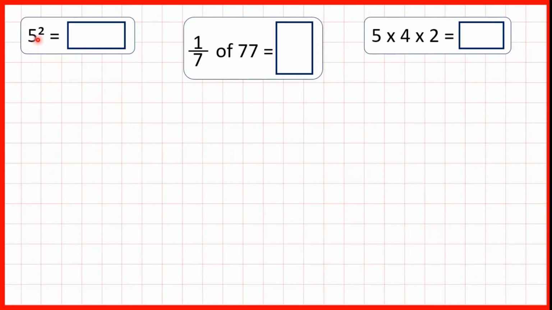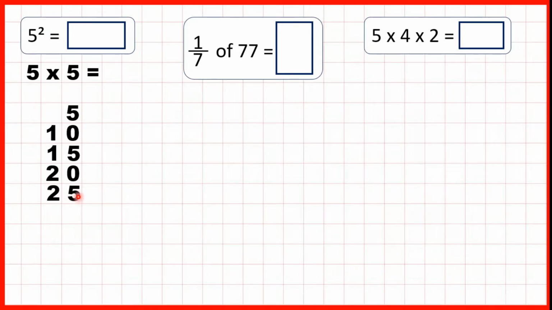Now we have a 5 and then a little 2, which we read as 5 squared. And this little 2, this squared symbol, means multiply the number by itself. So 5 squared means 5 times 5. Now 5, 10, 15, 20, the fifth multiple of 5 is 25. So 5 times 5 is 25, which means that 5 squared is 25.